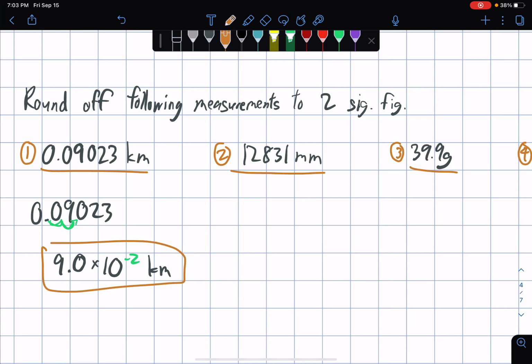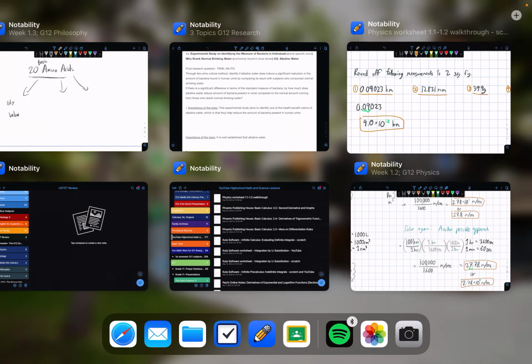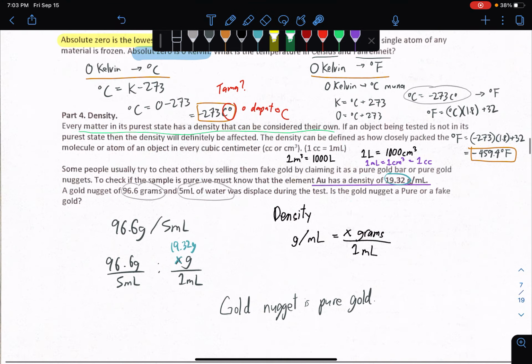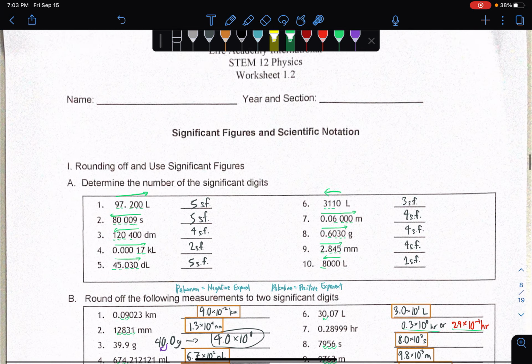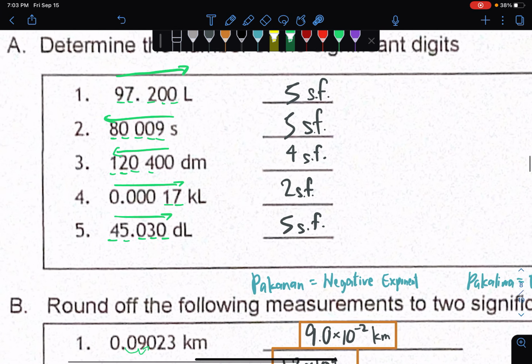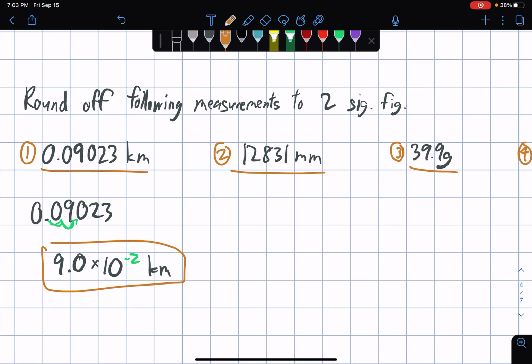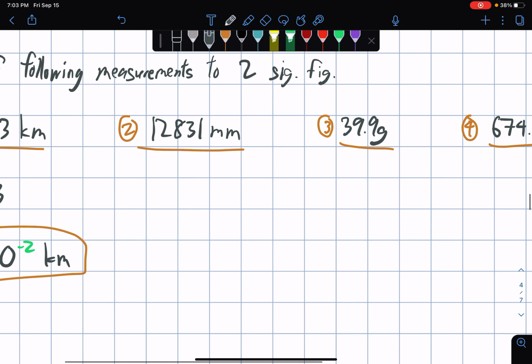You'll get a very big deduction if you don't write the unit or if you forget it. Being careless is going to take a toll on your grades. So, 9.0 times 10 raised to negative 2. That's correct. Let's go with number 2.